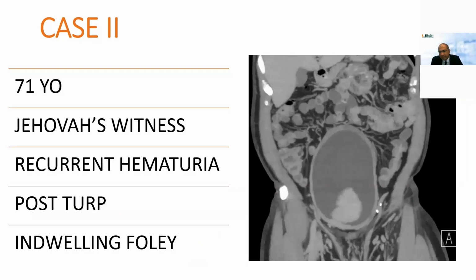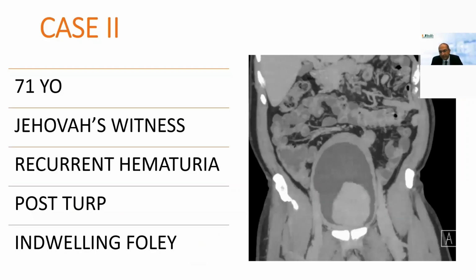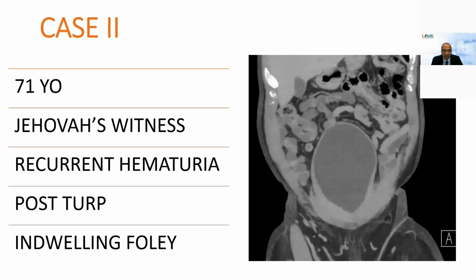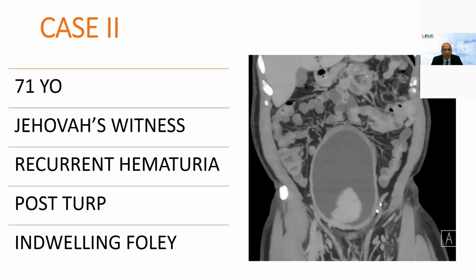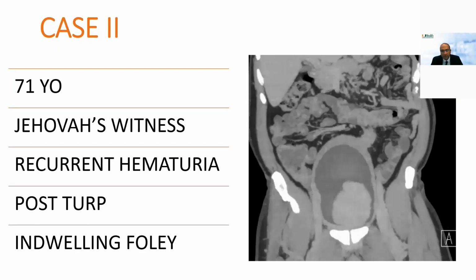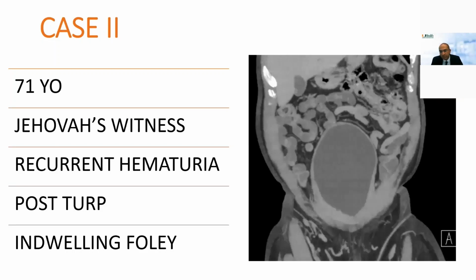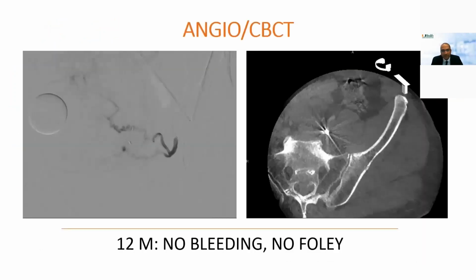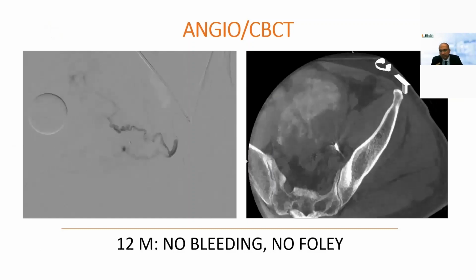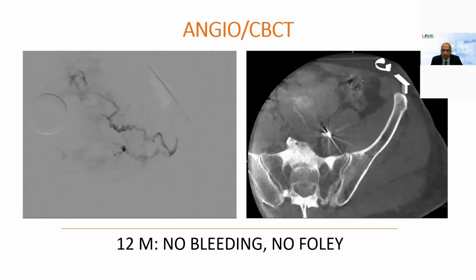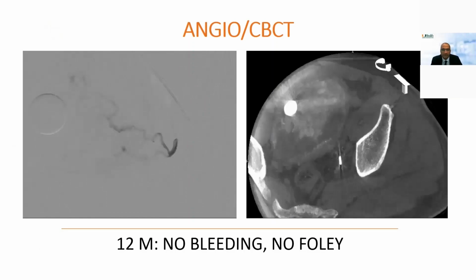This is really a nightmare. It used to be a nightmare even for us. Many times we used to deal with placing urgent nephrostomies and whatnot. But this 71-year-old Jehovah's Witness had recurrent hematuria, already had a TURB before, and an indwelling catheter. We performed embolization, again via radial access, performed safely, and at 12 months follow-up, no bleeding, no Foley catheter. So these are 2 extreme examples: hematuria as well as a significantly enlarged, giant prostate.